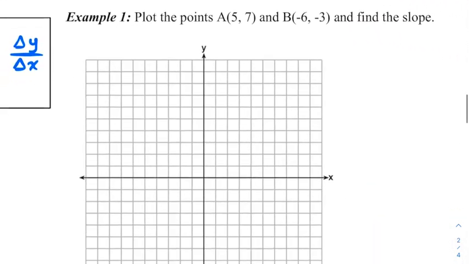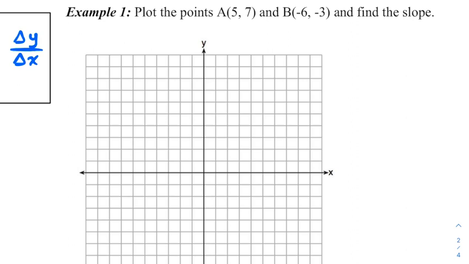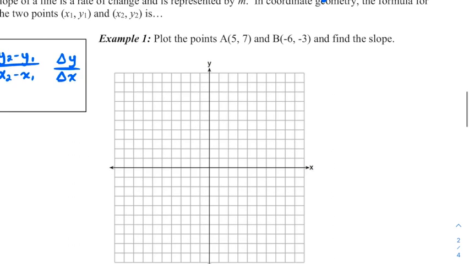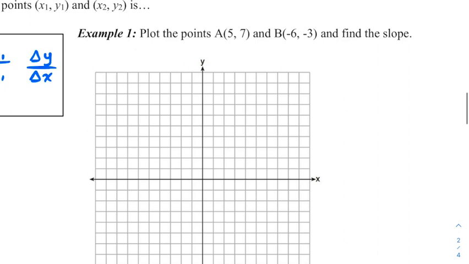So in this example, it says plot the points and find the slope. It's actually not asking us to write an equation. So just taking a look here, 5, 7, 1, 2, 3, 4, 5, 1, 2, 3, 4, 5, 6, 7. And negative 6, negative 3, 1, 2, 3, 4, 5, 6, 1, 2, 3, negative 3. So here are our 2 points.